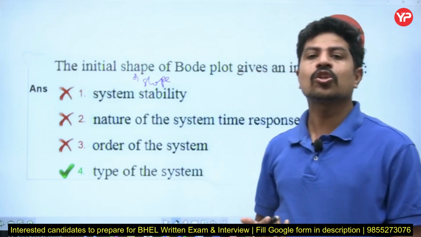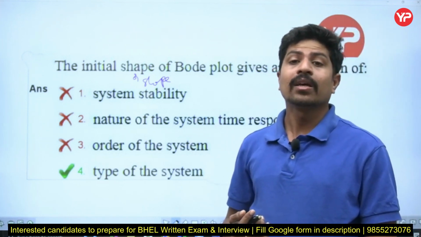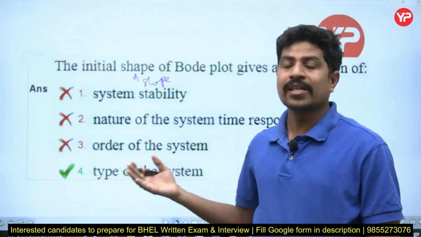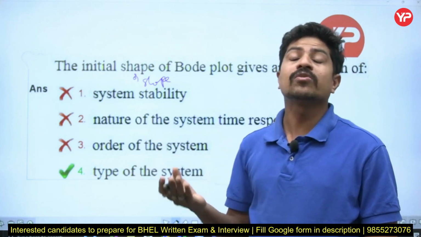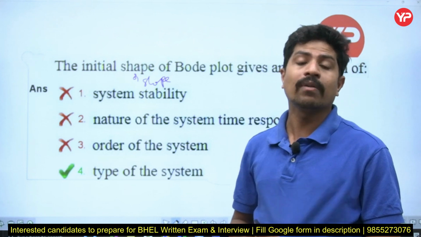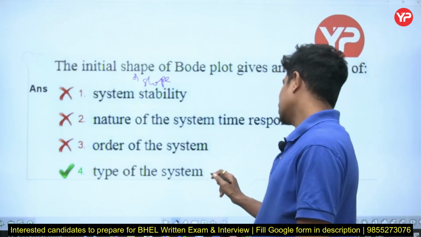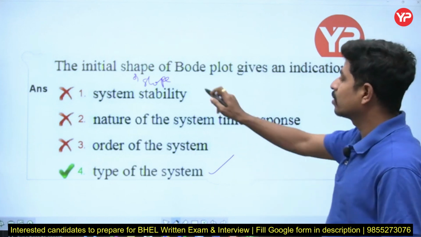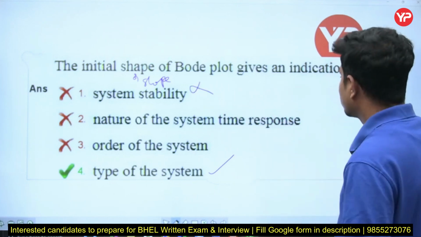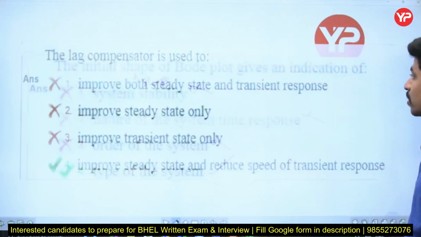The initial slope of the Bode magnitude plot is determined by the number of poles which are present at the origin. The number of poles present at the origin of an open loop transfer function is called the type of the system. So the answer is type of the system. System stability, nothing to do with it. Nature of the system, time response, no. Order of the system, no. Type of the system it is, right?